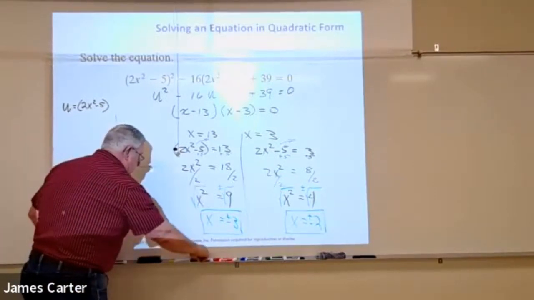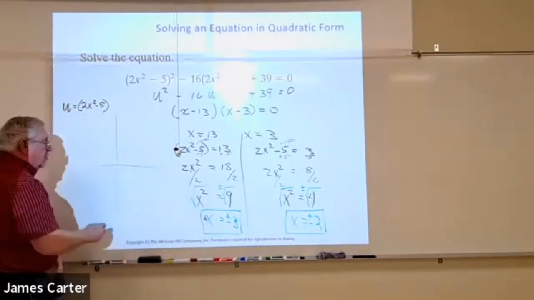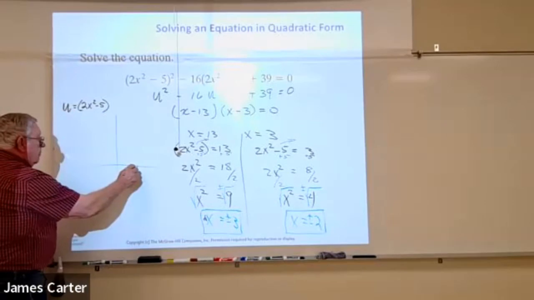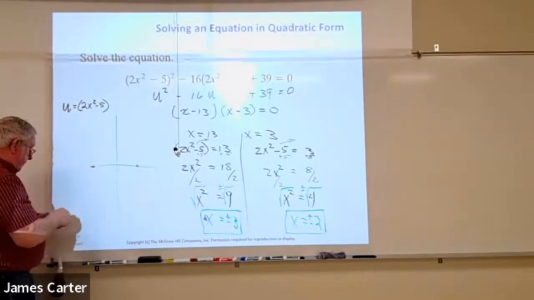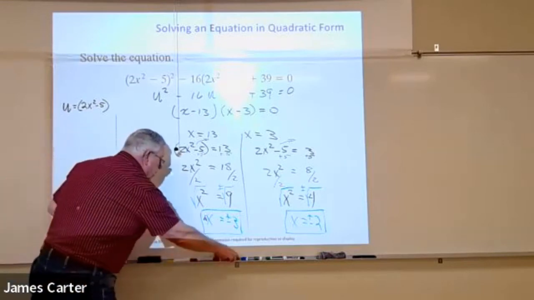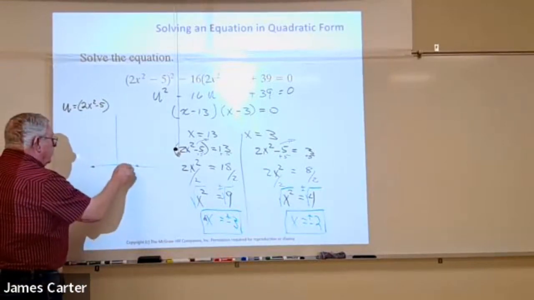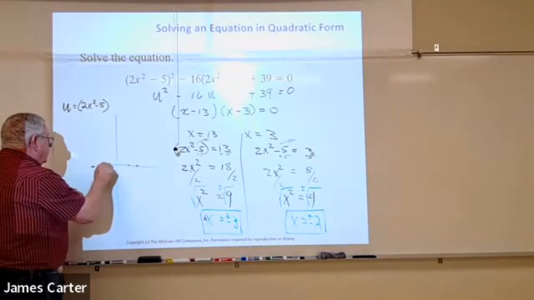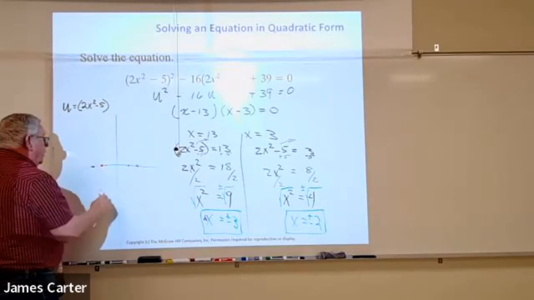Okay, there's my graph. We'll take care of these first. Here's positive 3, there's negative 3. Here's positive 2, here's negative 2. Spread out a little bit more, maybe.